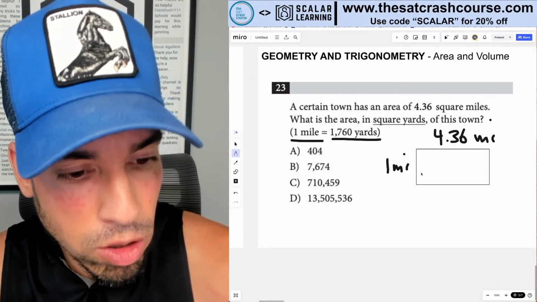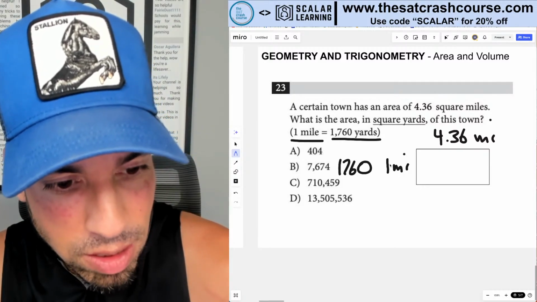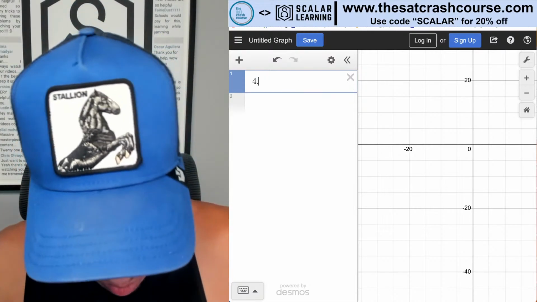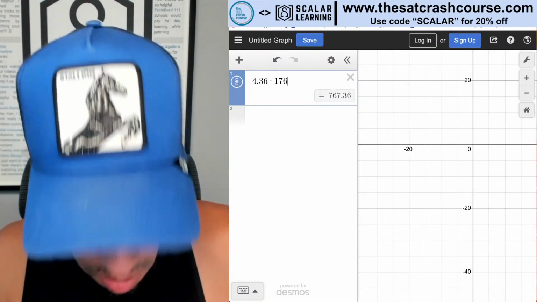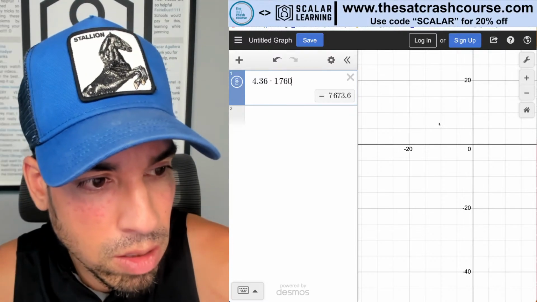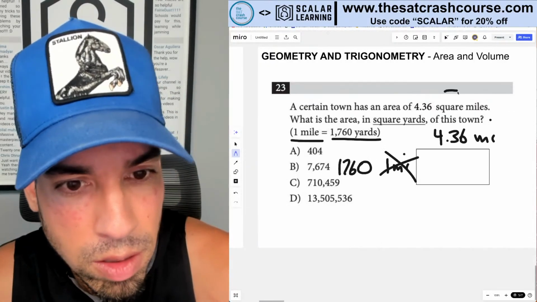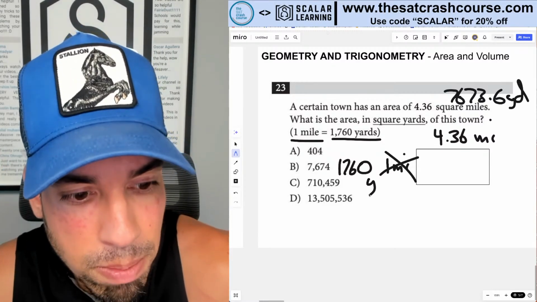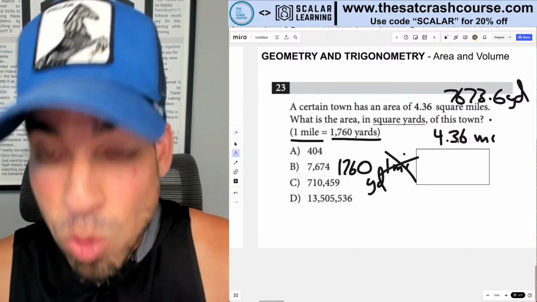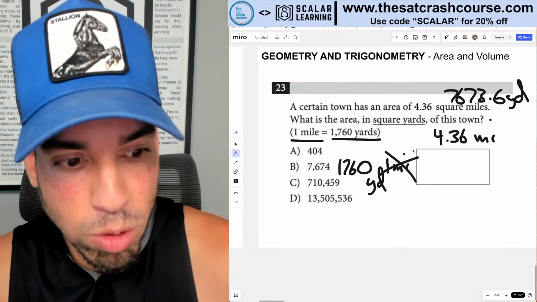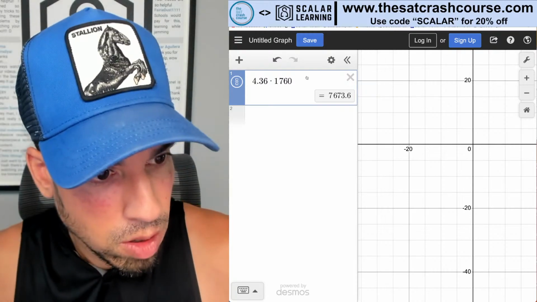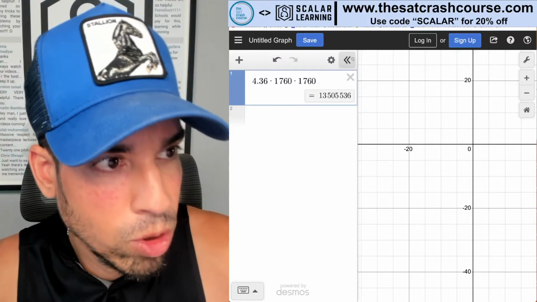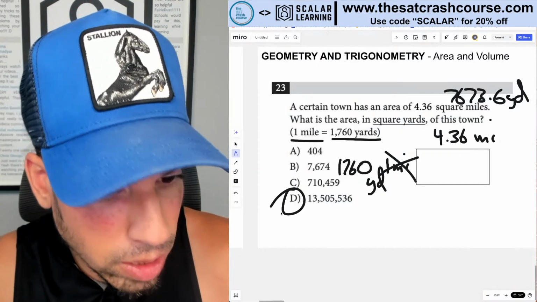So in yards, this side would be 1760. And then this one, 4.36 times 1760, would be 7,673.6 yards. Okay, now I have the dimensions yards by yards, and then to get square yards, it's very simple, right? I just take that and multiply by 1760. So then I take this times 1760, and we get this crazy number, 13 million something something, which is D.